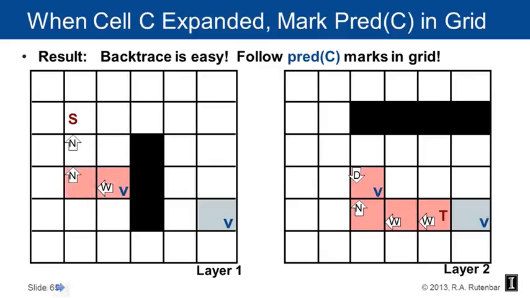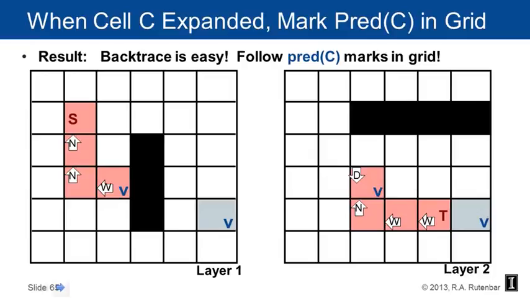How was I reached? West. How was I reached? North. How was I reached? North. How was I reached? Oh, it's the source. So this is a very simple, beautiful idea. Instead of putting the numbers and following them, and let's be honest, the numbers get a little tedious when you have to start calculating costs of cells that are not 1, we just put this little mark in that says, how did I get here?